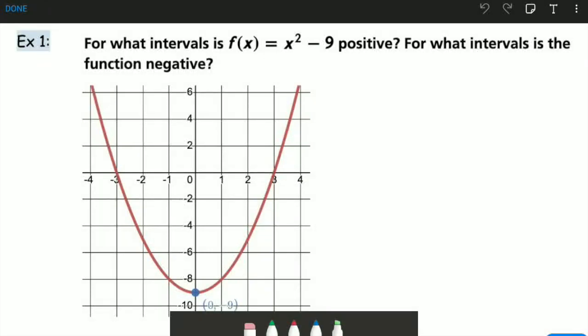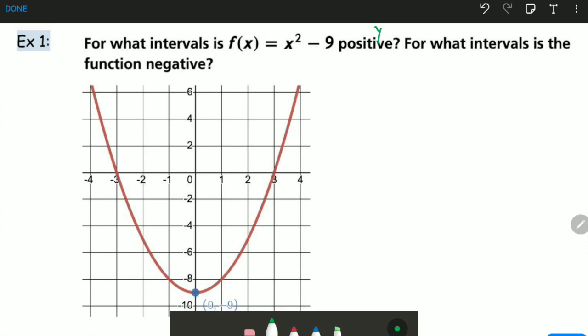Okay, so here in this example, we are asked for what intervals is f of x, which is x squared minus 9, positive, and for what intervals is it negative. In order to do this, we gotta first know what positive and negative is referring to. Positive and negative, since it's talking about the actual function, is referring to the y values.